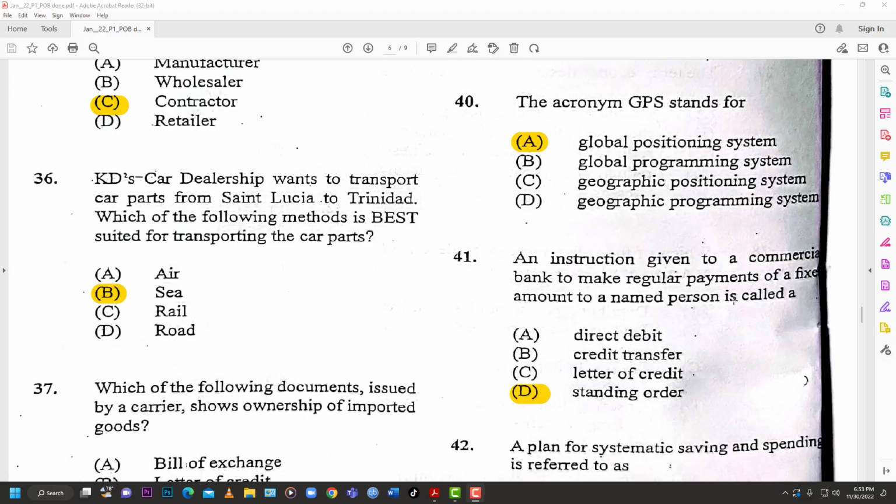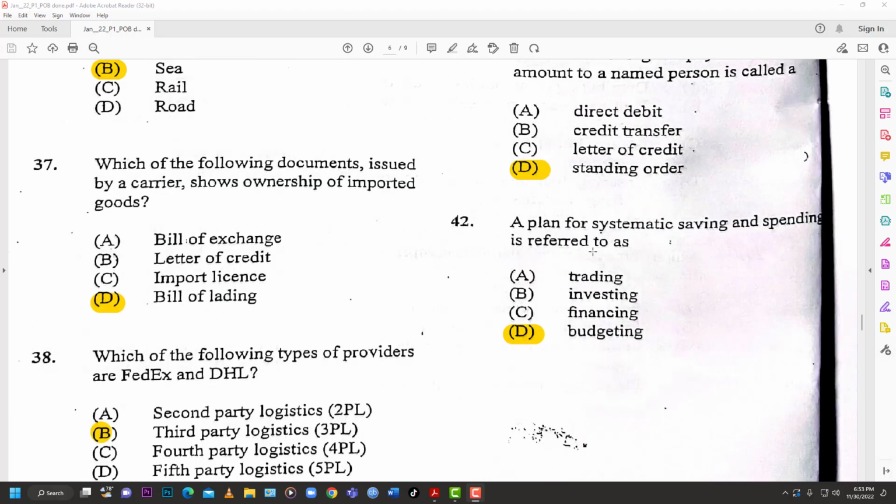41. An instruction given to a commercial bank to make regular payments of a fixed amount to a named person is called a standing order, right? A standing order. 42. A plan for systematic saving and spending is referred to as a budget. So you're planning how you're getting the money, how you're going to spend it. That's a budget right there.